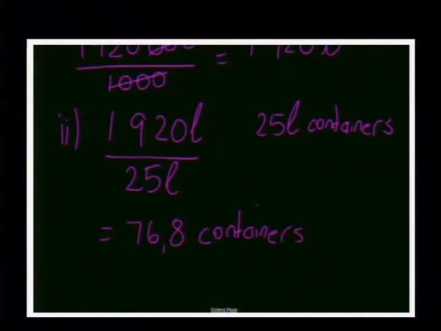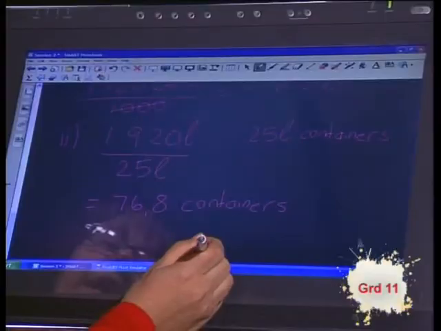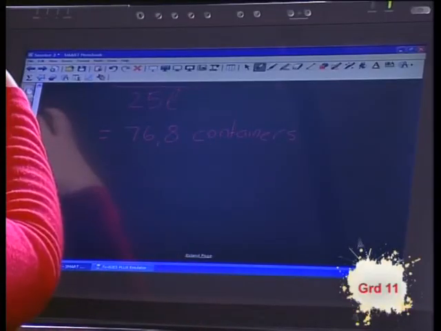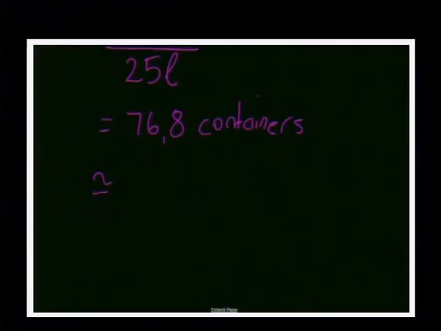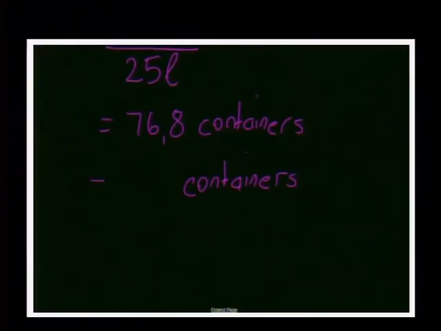Now there's like a warning bell going off in my head. What is the problem? We cannot have 0.8 of a container because you can't buy 0.8 of a container. It doesn't mean anything. So with containers, we need a whole number. So do I make that 77 containers and round it up? I've got a problem with that. The problem is 77 containers are not going to fit into my fridge. That's too much. So in this case, we actually need to round down to 76 containers, because only 76 containers will fit into the fridge.